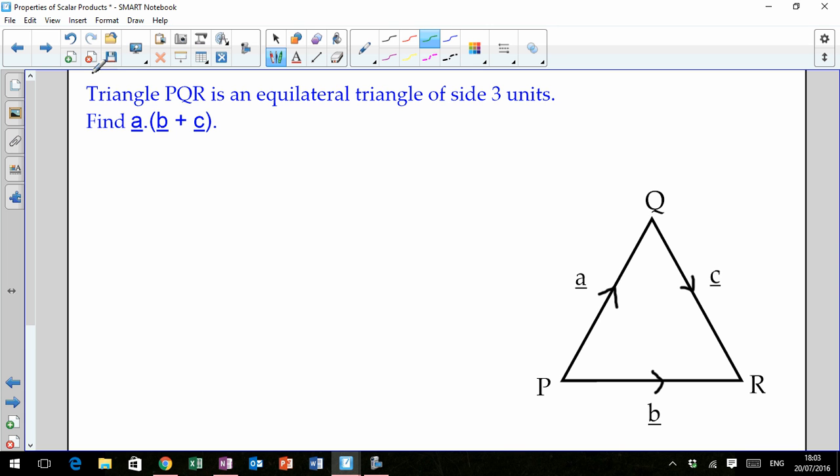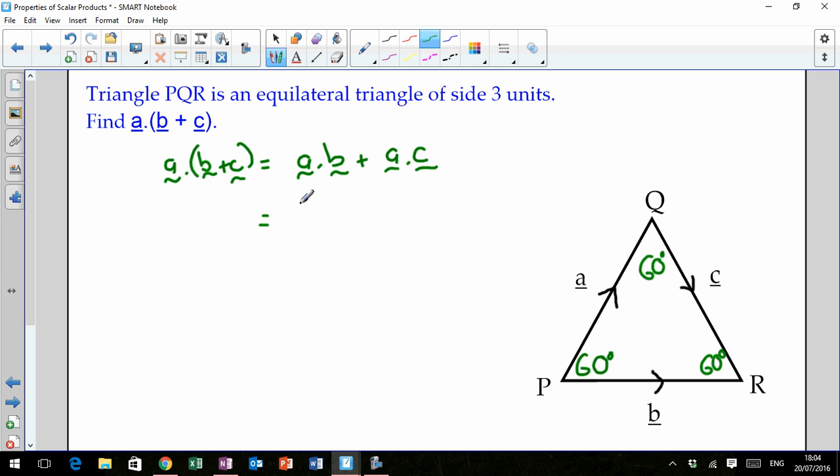Okay, so firstly, we've got to have a look at a couple of things. Triangle PQR is an equilateral triangle. So first things first, because it's an equilateral triangle, I know each of the angles is 60. And the sides are 3 units, so the magnitude of a, b, and c is all 3. And I want to find a dot (b plus c). So breaking the brackets, that's going to be a dot b plus a dot c.